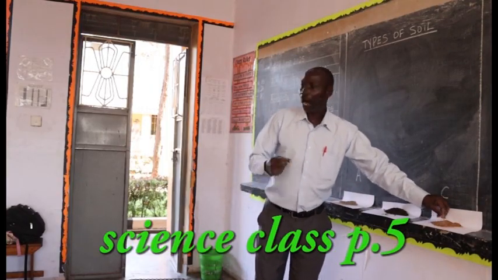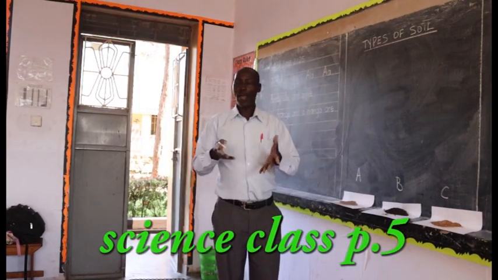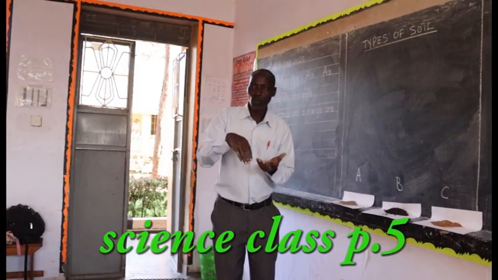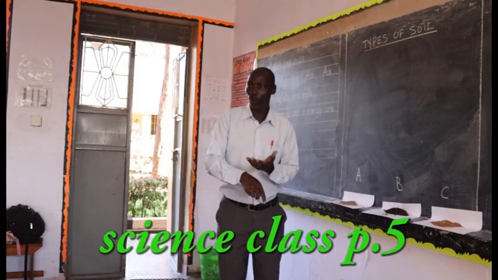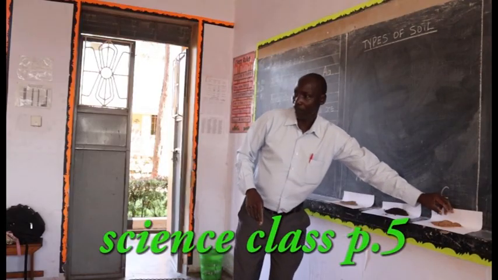Sand soil has got large particles, and then the air space. So water can easily drain through. Water can easily pass through, and then you don't see any water here because of the particles.